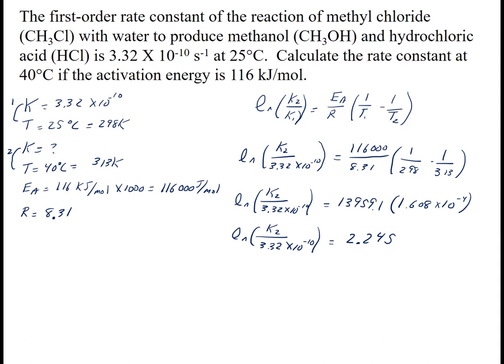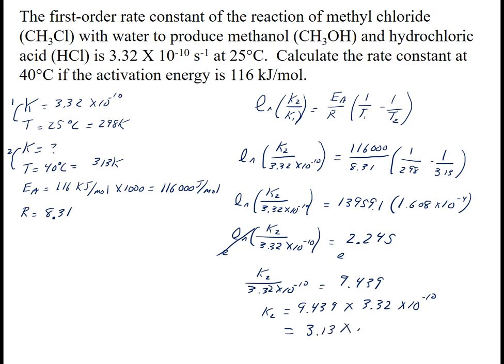Now, okay, I am ready to get rid of the natural log. On your calculator and just in the rules, the opposite of natural log is e. So I do e to both sides. That gets rid of the natural log, so I'm left with K2 over 3.32 times 10 to the minus 10th. e to 2.245 gives me 9.439. Now I multiply both sides by this 3.32, so K2 is 9.439 times 3.32 times 10 to the minus 10th. And when I multiply those two out, I get 3.13 times 10 to the minus 9th.